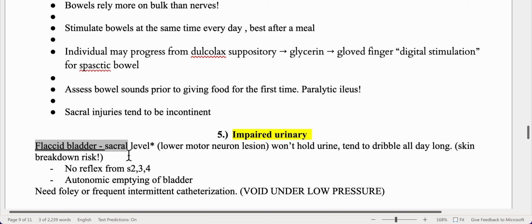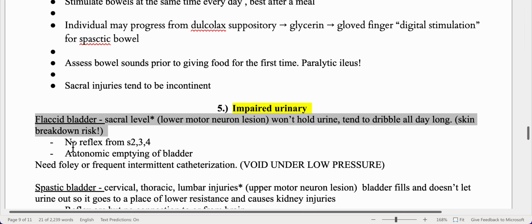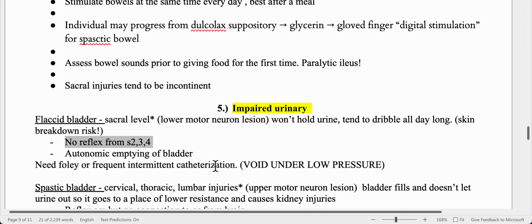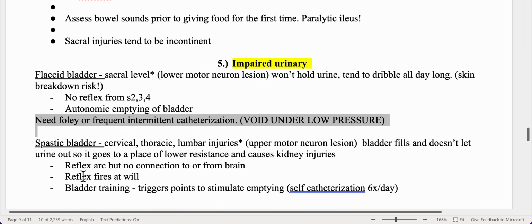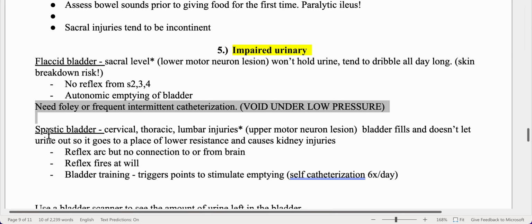Impaired urinary elimination. Flaccid bladder. Sacral level, lower motor neuron lesion, won't hold urine, tends to dribble all day long. Skin breakdown risk. No reflex from S2, 3, 4. Autonomic emptying of the bladder. Need Foley or frequent intermittent catheterization. Void under low pressure.